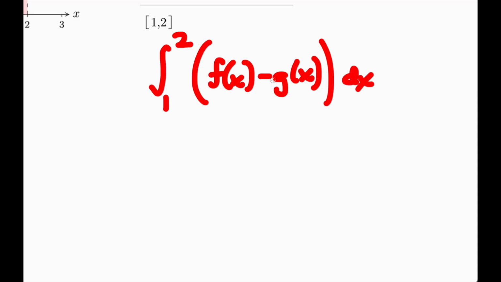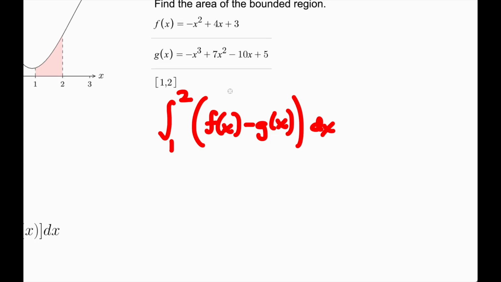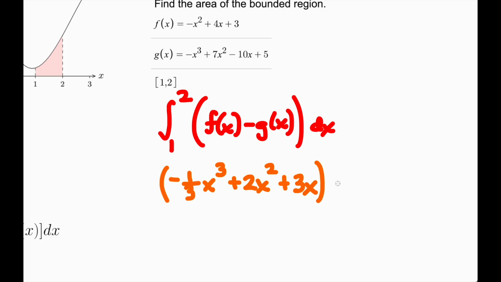First thing I'm going to do is find that antiderivative of f, which is listed right up there. So I'm going to use the reverse power rule on this, and it's going to be negative 1/3 x cubed, so we're going to add 1 to the power, plus 2x squared plus 3x. So all of that right here is our f antiderivative. Okay. And then I'm going to put this in parentheses just to group it. You don't obviously need that, but I'm just going to do it for fun.